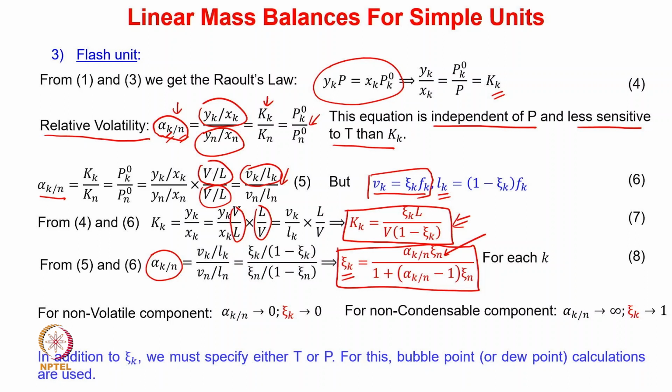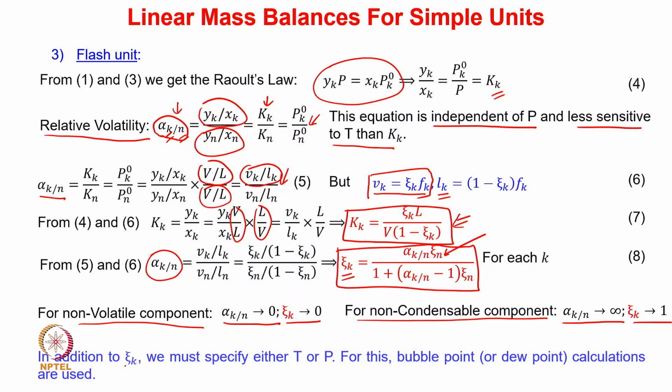So now for a non-volatile component, clearly the relative volatility tends to 0 and zeta k, the split fraction, is 0, isn't it? Because it's not going to be present in the vapor phase. For a non-condensable component, everything will be in the vapor. So clearly you can see that the relative volatility tends to infinity, whereas zeta k is equal to 1.